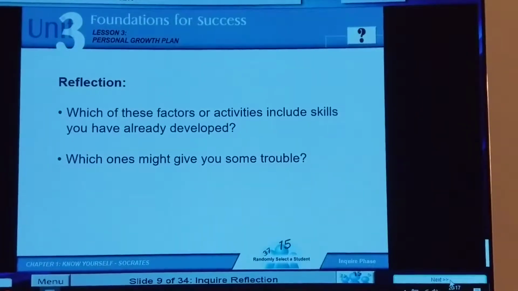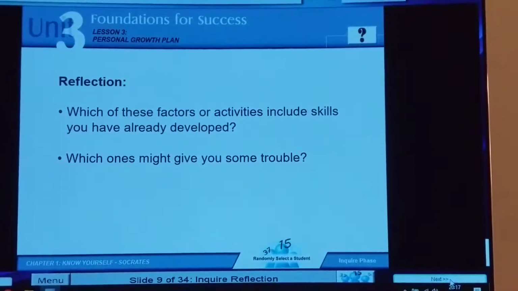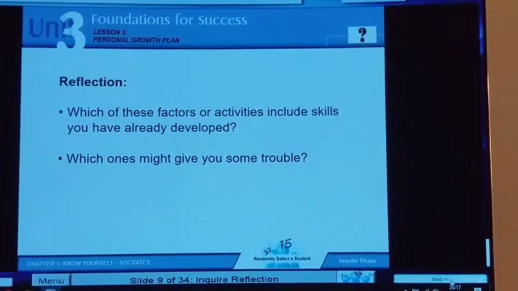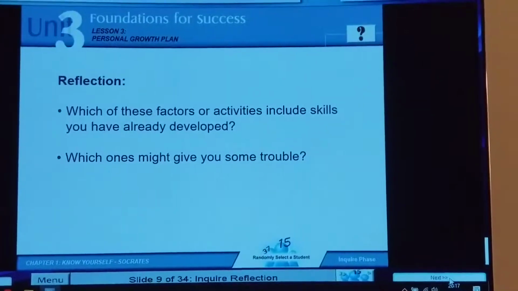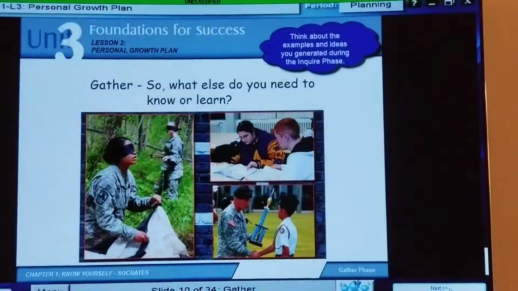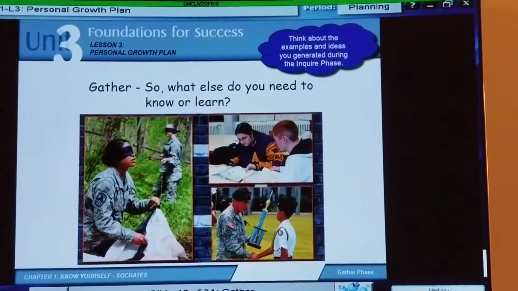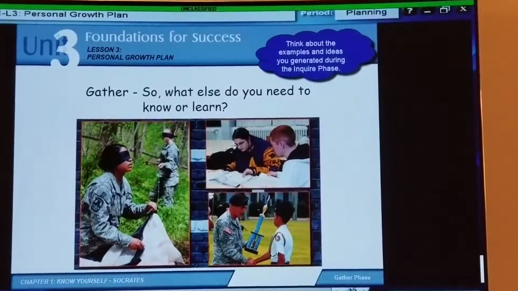Which of these factors or activities include skills you have already developed? And then which ones might give you some trouble? Those are the ones that I want you to think about working on. Think about the examples and ideas you generated during the inquire phase. That's part of that worksheet we just looked at.